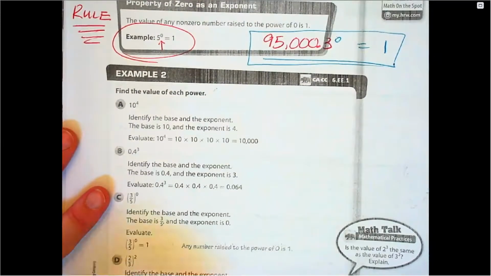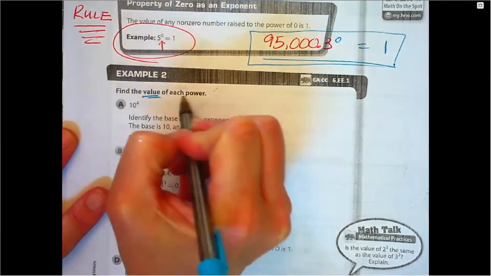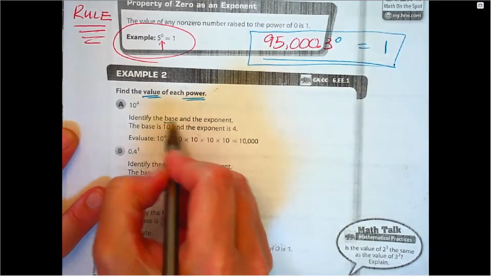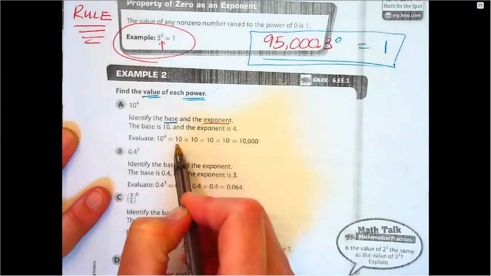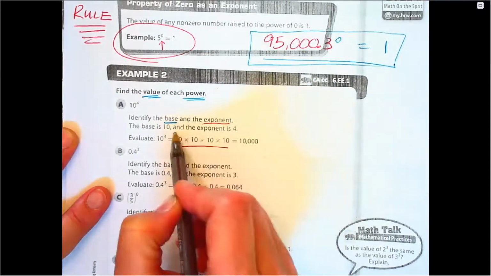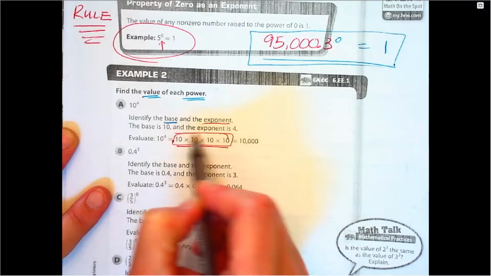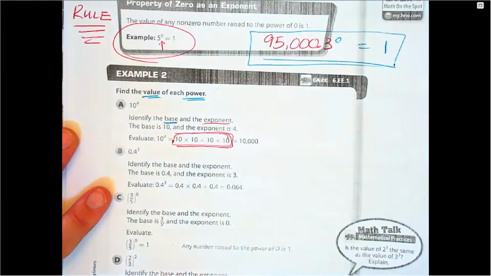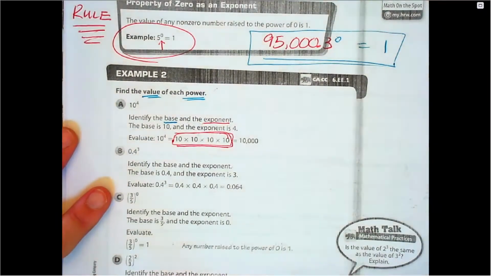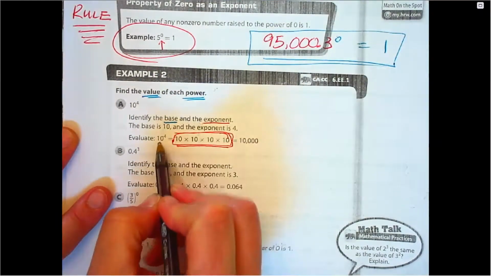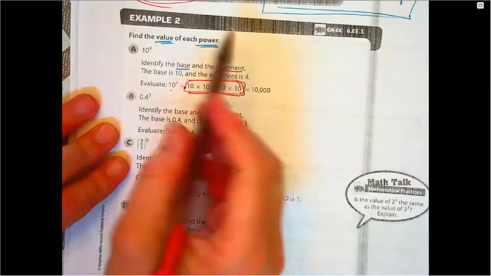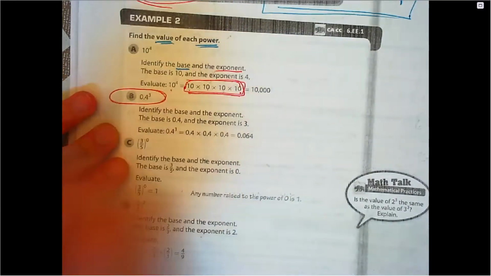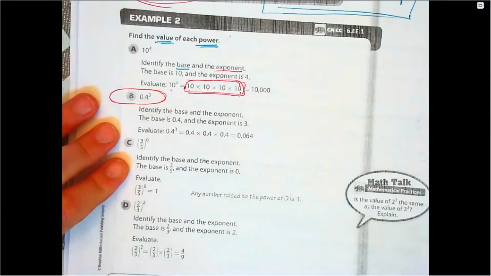The second example, when you find the value of each power, you have to identify the base and the exponent. Then you do your math. So some people like to write it in this expanded version, and on your quiz that I'm going to give you, sometimes I'm going to ask you to do that just so that you can show me you know what that means. So it's 10 4 times. The other thing, if we're using decimals, we need to remember when we multiply decimals, it's going to get smaller.